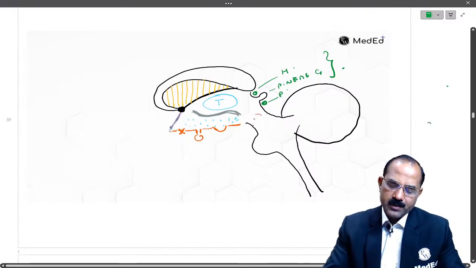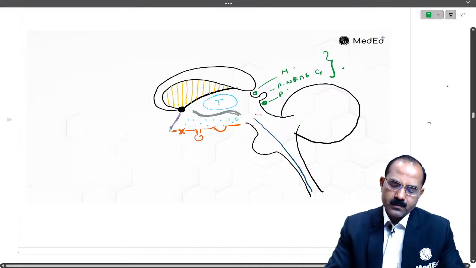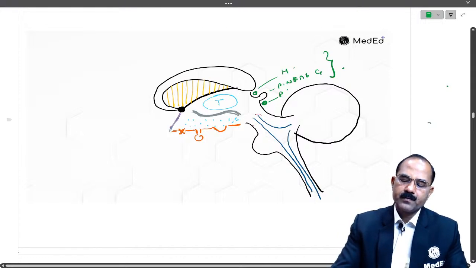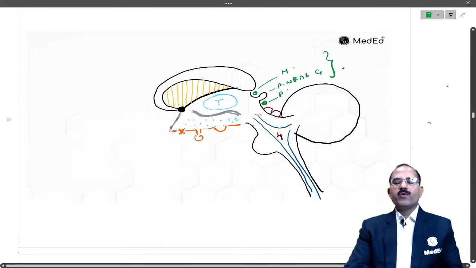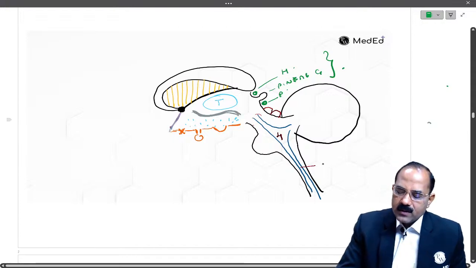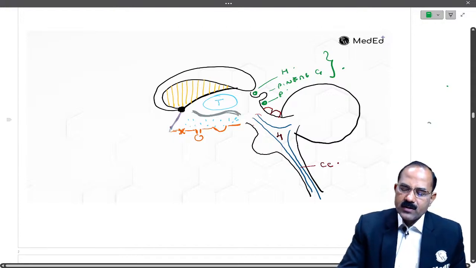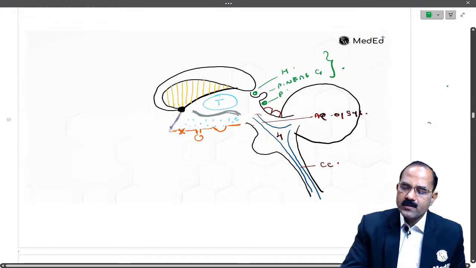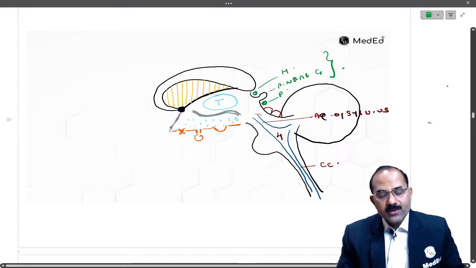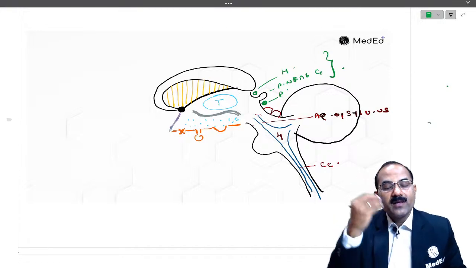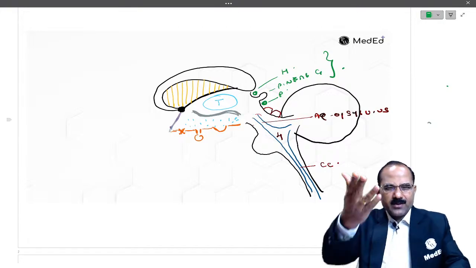Okay, now you tell me, bachcho. What is this number 4? Number 4 is the fourth ventricle. What is this? This is the central canal. And what is this? This is the aqueduct of Sylvius, right? That's the aqueduct of Sylvius. So now you tell me, where is the third ventricle line? Okay, I'll just quickly tell you this.